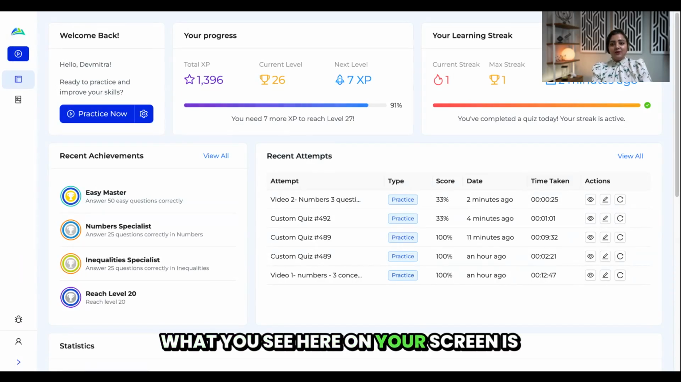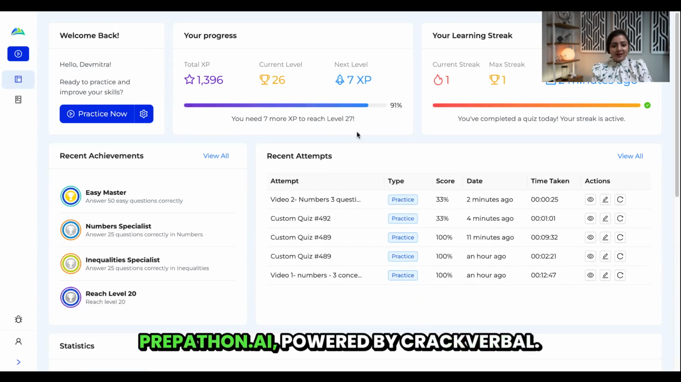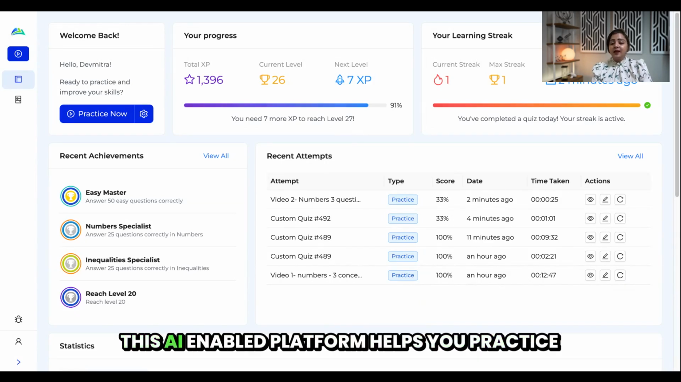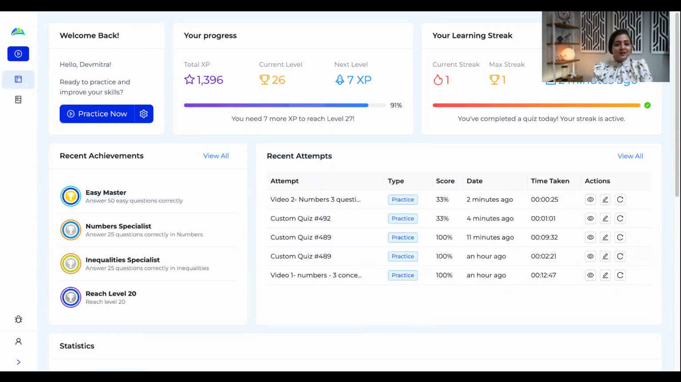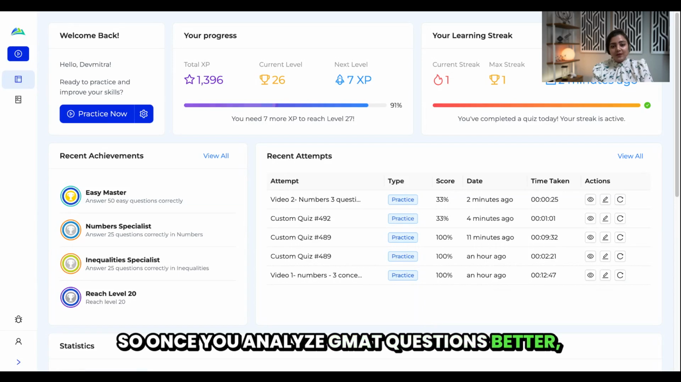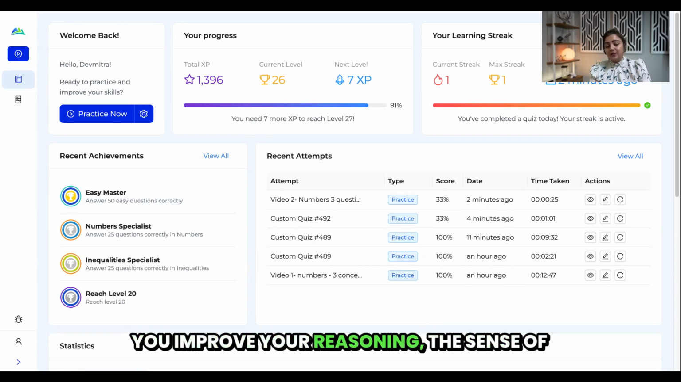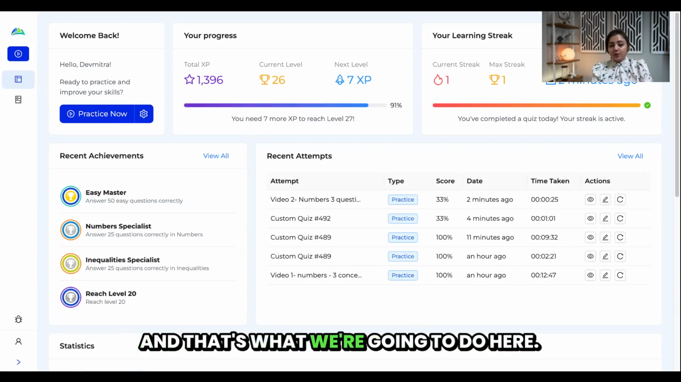What you see here on your screen is Prepathon.ai, powered by Crackverbal. This AI-enabled platform helps you practice a lot of GMAT problems and analyze the questions also. So once you analyze GMAT questions better, you improve your sense of reasoning. And that's what we're going to do here.